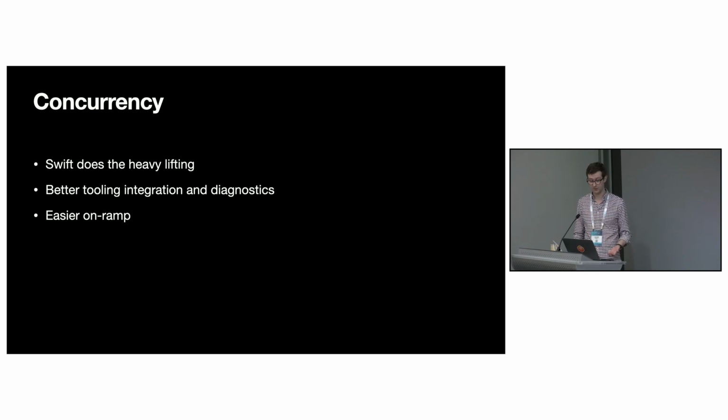Tooling and diagnostics are also better. Swift has async backtraces, so debugging async code is just like debugging non-async code. You also get the benefit of familiarity. If you're familiar with Swift concurrency, then you don't have a new paradigm to learn. If you aren't, then you can learn about it from a much greater bank of resources than you could if you were learning about SwiftNIO's futures, for example.